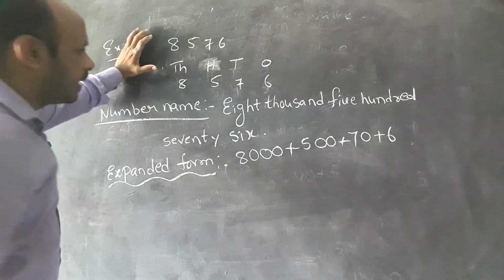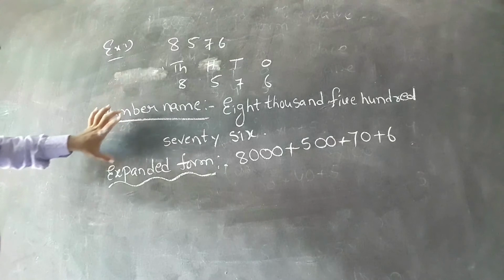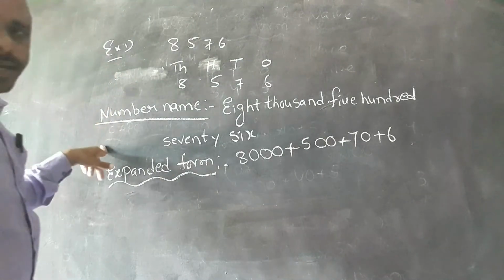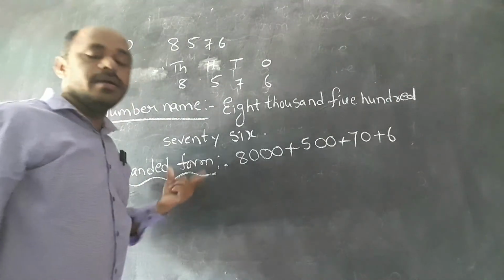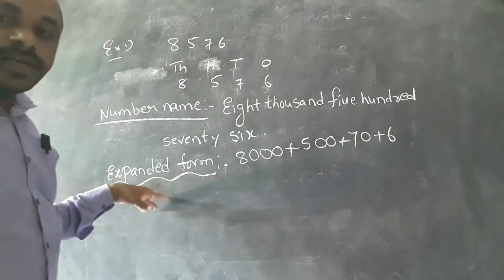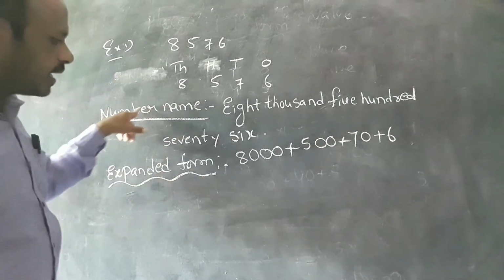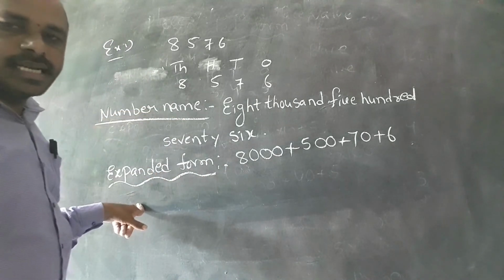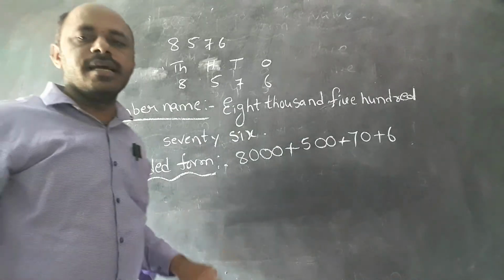If you give one number, directly you can write. If he is asking the number name, write the number name. If he is asking the expanded form, we can write the expanded form. If he is asking for those together, we can write like this. Isn't it, children? Now this session is completed.